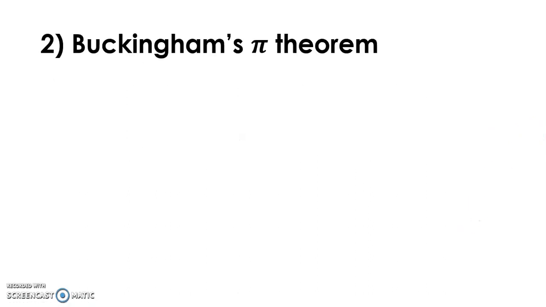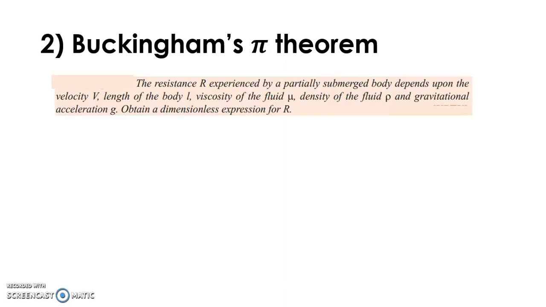We shall solve a problem here. Here comes the problem statement. The resistance R experienced by a partially submerged body depends on the velocity V, length of the body L, viscosity of the fluid mu, density of the fluid rho, and gravitational acceleration g. Obtain a dimensionless expression for R.